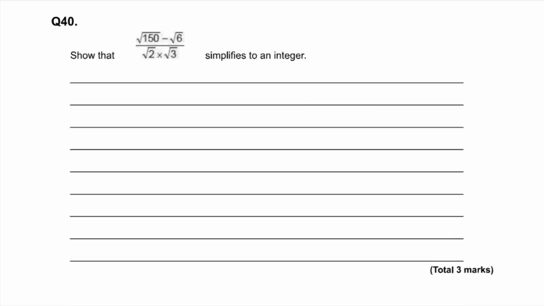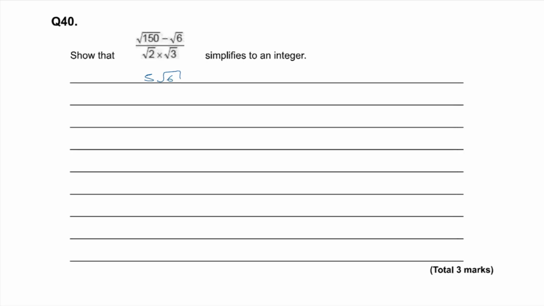Question 40, root 150 minus root 6 over root 2 times root 3 simplifies to an integer. Does it? Let's find out. Well, again, looking for square factors, I'm seeing 150 and I'm thinking 25 is a nice square factor of 150. 25 times 6 is 150. Okay, and I notice I've got a root 6 in the other part there as well, so that's kind of handy.